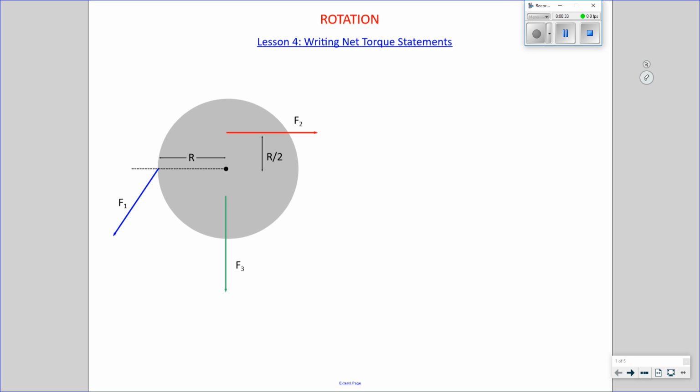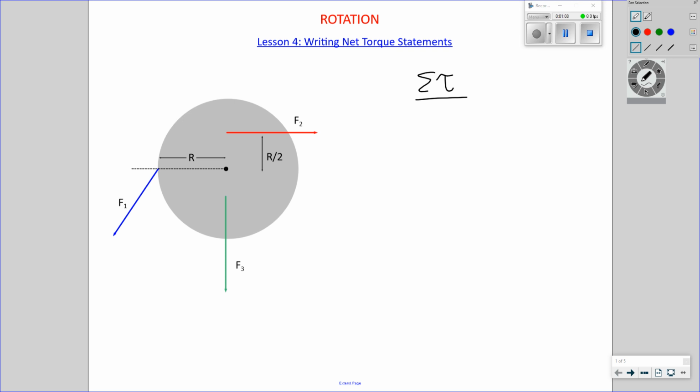Let's assume that there's this gray disk here. It has a radius r. It's fixed about an axis that goes through its center. It's a wheel type of thing, a disk. Three forces, F1, F2, and F3, act on this object. They act at the locations shown, which is important, and they point in the directions shown, which is important. So let's write a net torque statement, or at least let's add all the torques acting on this object.